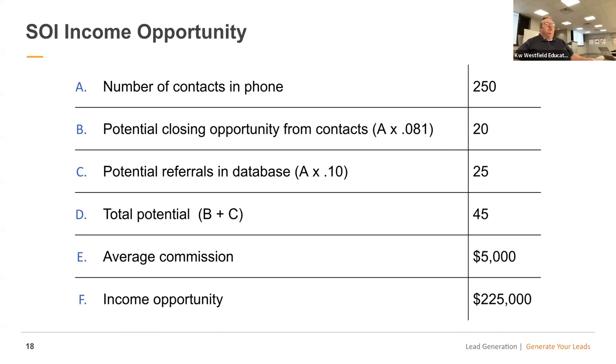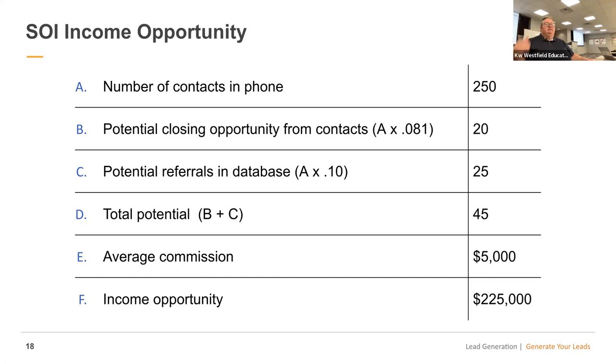The potential closing opportunities from those are basically 20 people, because people move on average every 8 years. So according to NAR stats, it's about 250 people, 20 of them are going to make a move in a year, assuming 60% of them are homeowners, 40% of them are not, okay? The potential referrals are 25. So about 10% of them will give you a referral in any 12-month period, if consistently connected with, okay? So that's 45 potential transactions from a database of 250 people.